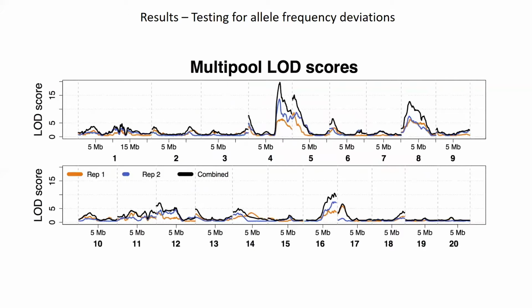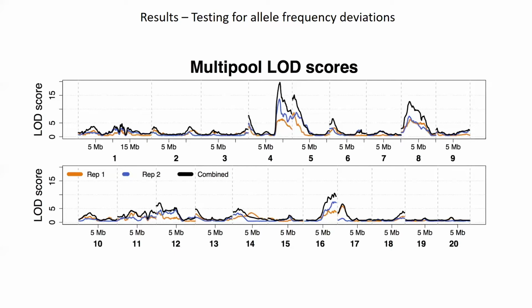So many methods have been published to perform hypothesis testing with this type of experimental design and data set. This is one method which I'm showing here called MULTIPOOL, which takes into account recombination rates and all the markers simultaneously on a chromosome to estimate LOD scores in 100 base pair intervals. And as you'll see, whether you use the data just from rep 1 or rep 2, we have large peaks in those regions I just mentioned, chromosomes 4, 5, 8, and 16.